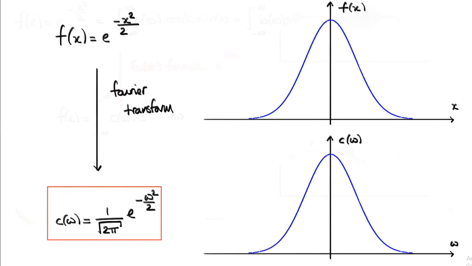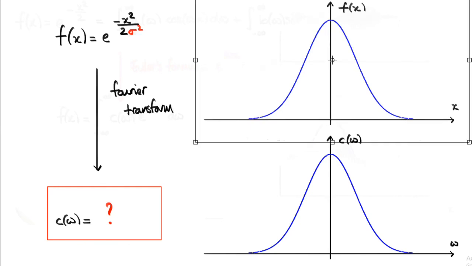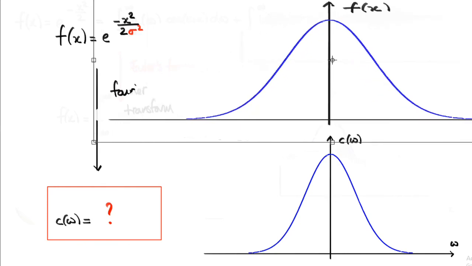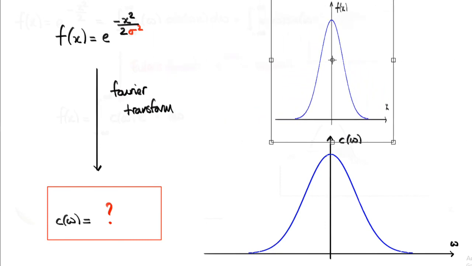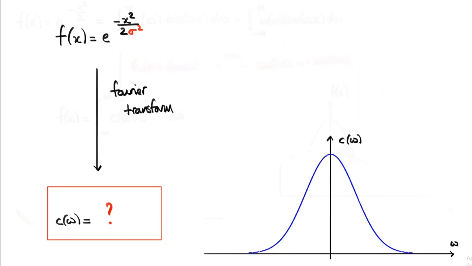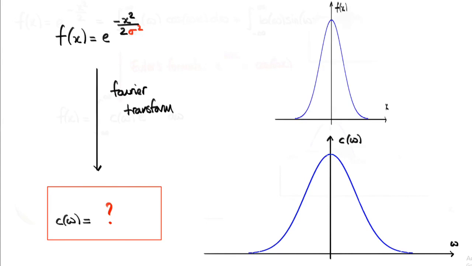Now, I like leaving my viewers with a problem, and so here's a nice problem for you. I'm going to modify f of x, the Gaussian distribution, by dividing x squared by sigma squared, and I want you to find the Fourier transform of this. In other words, how does c of omega change? Dividing x squared by sigma squared changes the shape of the Gaussian distribution. A large sigma makes the Gaussian distribution a lot wider, whereas a small sigma makes the Gaussian distribution a lot narrower. What happens to the shape of the Fourier transform of the Gaussian function as I make it either narrower or wider?